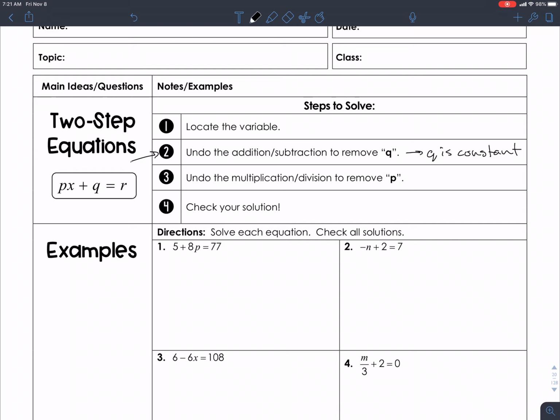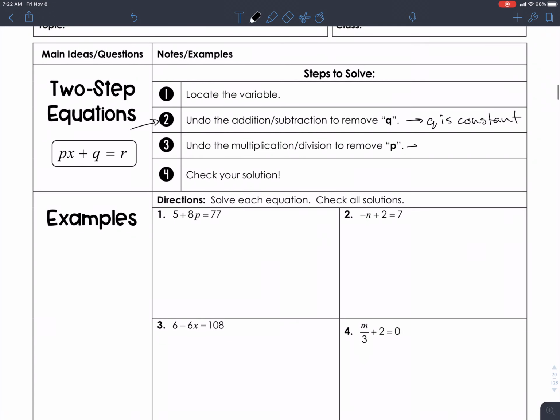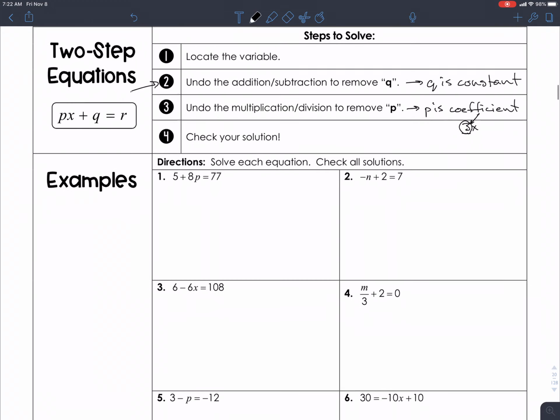Now P would just be whatever's with the variable. It could be a coefficient, which is usually the number that's with a variable. So P is the coefficient. And the coefficient is just something like this. If I have 3x, 3 is the coefficient. It's just the number with the variable. Okay, so let's look at a couple of problems here.